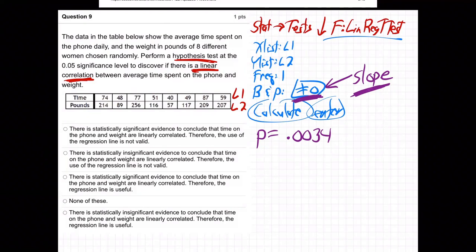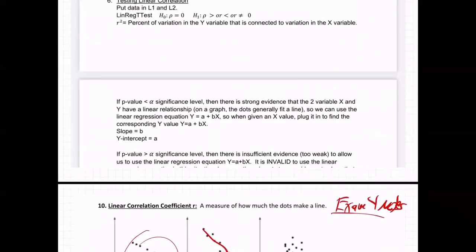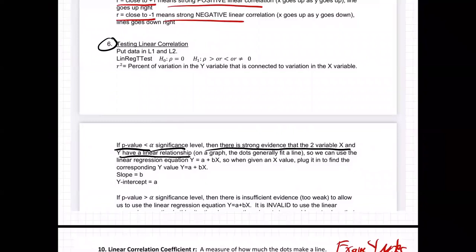Now, what does that mean? That p-value is compared to alpha. Let me grab my alpha level. It's right here, 0.05. So alpha is almost always 0.05. So ours is certainly less, right? If you're not sure, line up the decimals, 0.0034, and then fill in the same number for 0.05. So 5 is way higher. So our p-value is less. It tells you exactly what that means right now. I'm still on number 6. If the p-value is less than this level, then there is strong evidence that the two variables X and Y have a linear relationship.